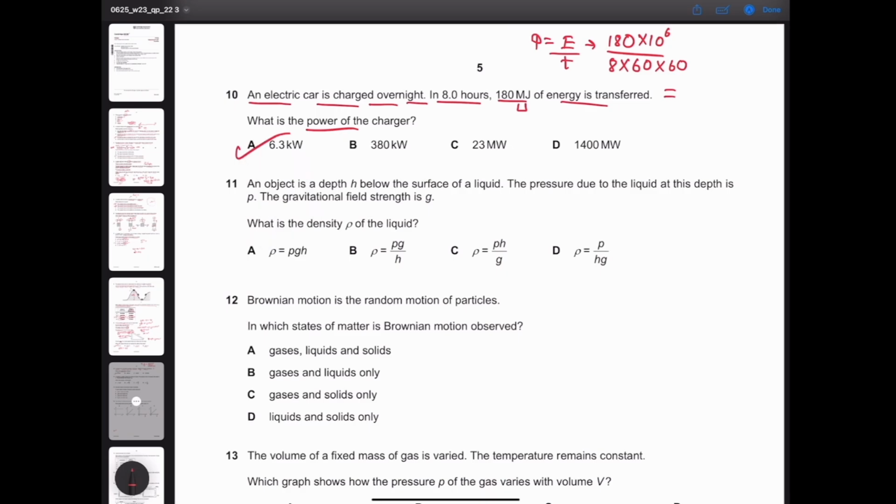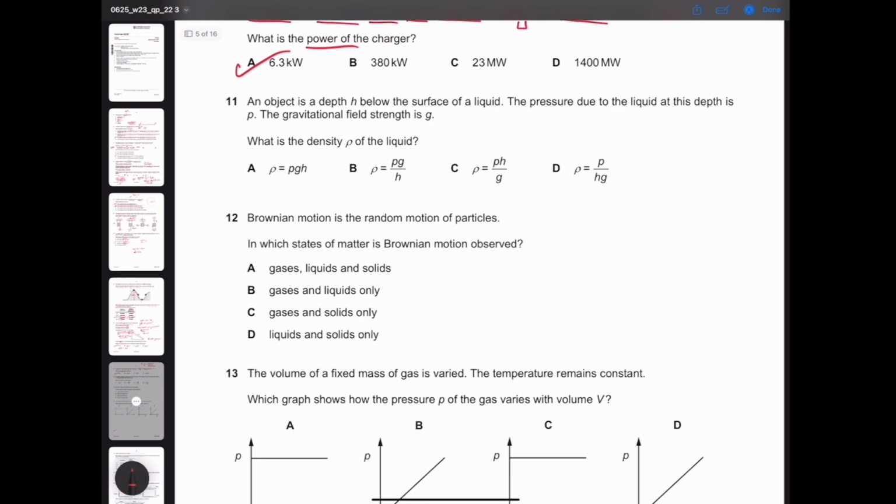All right. Now, question number 11. An object is at a depth h below the surface of liquid. The pressure due to the liquid at this depth is P. The gravitational field strength is this. All right. So we know that pressure is equal to rho g h. They are asking you what is rho. So rho will be pressure over g h.